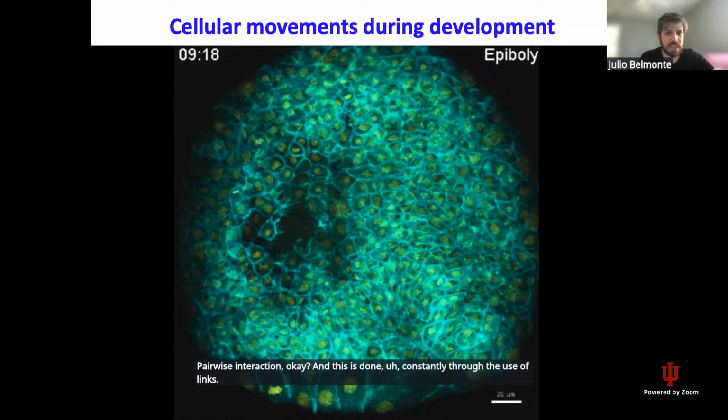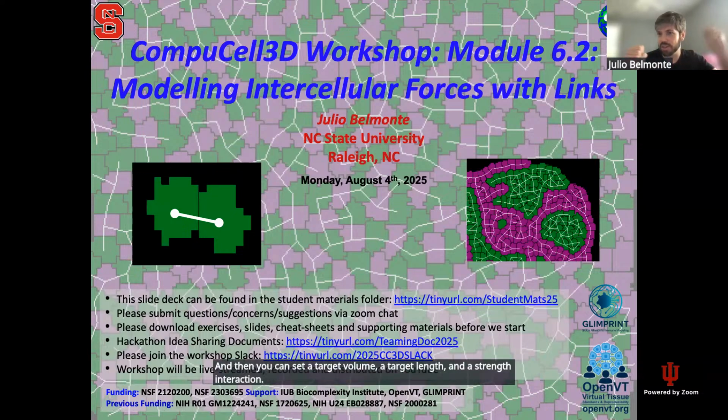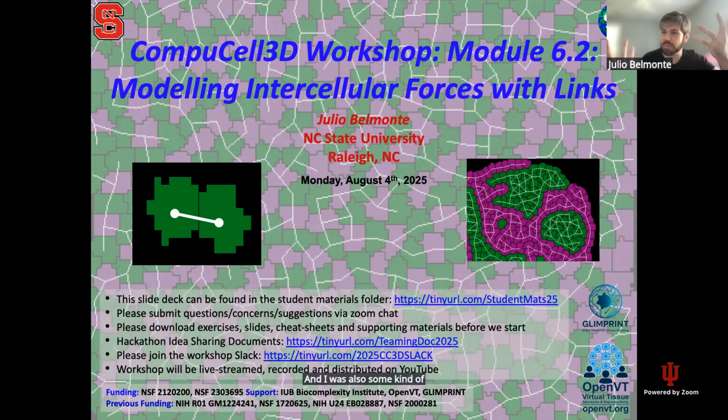As I said right at the beginning, a link is basically a spring-like force, a hooking force, between a pair of cells. You start with that, and then you connect the centers of mass of the cells. That's the point where these links are anchored inside the cell. And then you can set a target length, a strength of interaction, and also some kind of distance at which the link breaks.